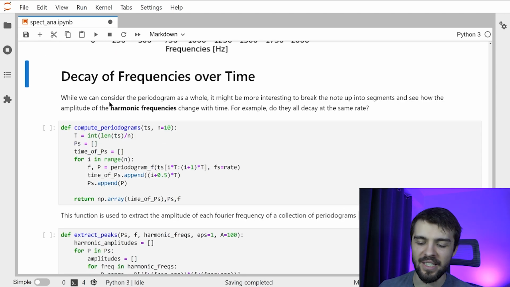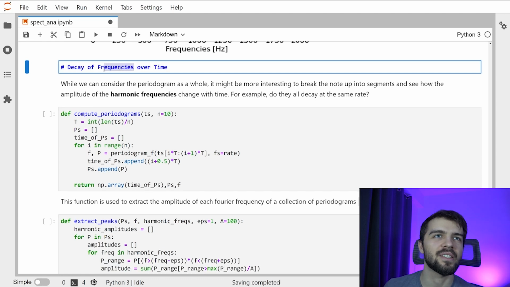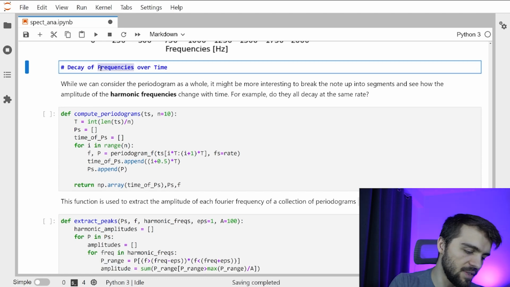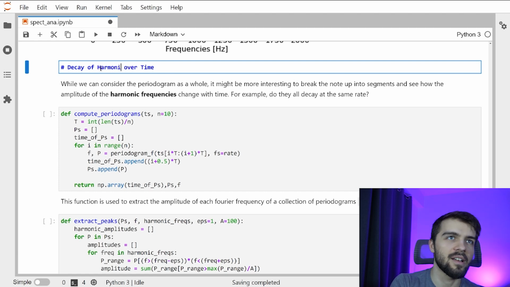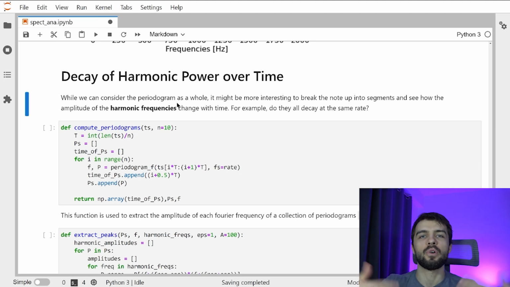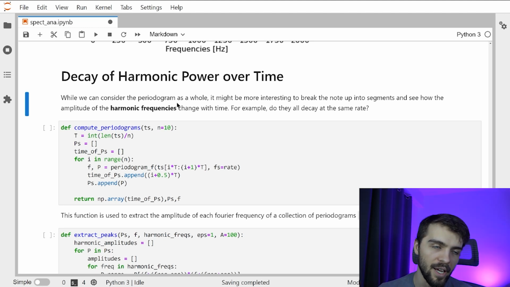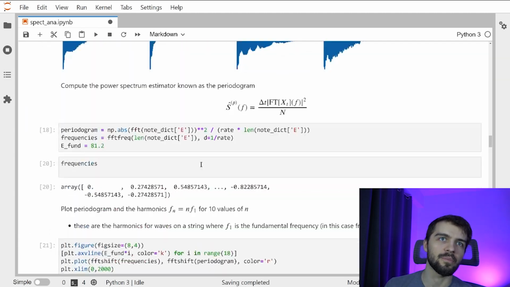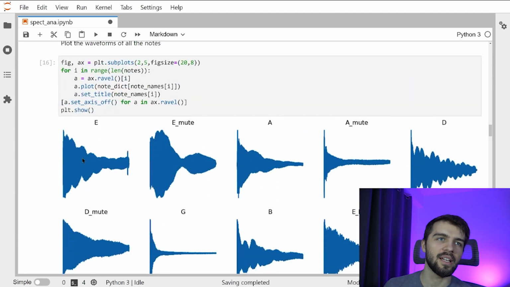Now, what I really want to consider that's really interesting is the decay, not of frequencies. This is a horrible title. The decay of the harmonic power. That sounds pretty cool. Decay of harmonic power over time. So when I pluck a note, right? If I were to just solve the wave equation for a string, that goes on forever. But of course, my guitar gets quieter. And you could see that in the waveforms, right? It starts off kind of loud, and then it decays and gets quieter and quieter. It starts off loud, gets quieter. All these have a similar sort of pattern to them.